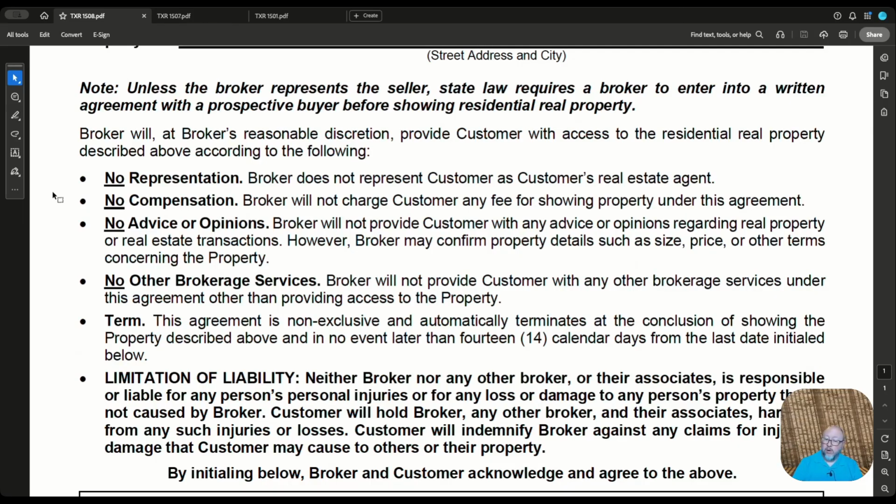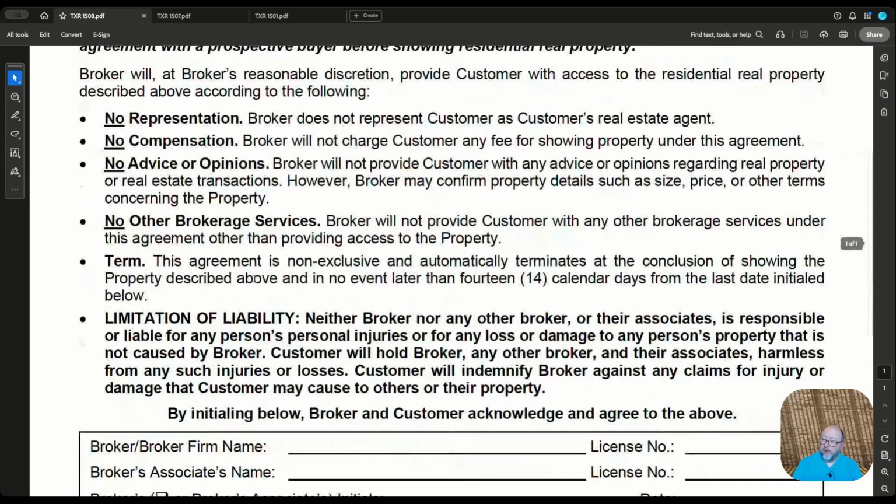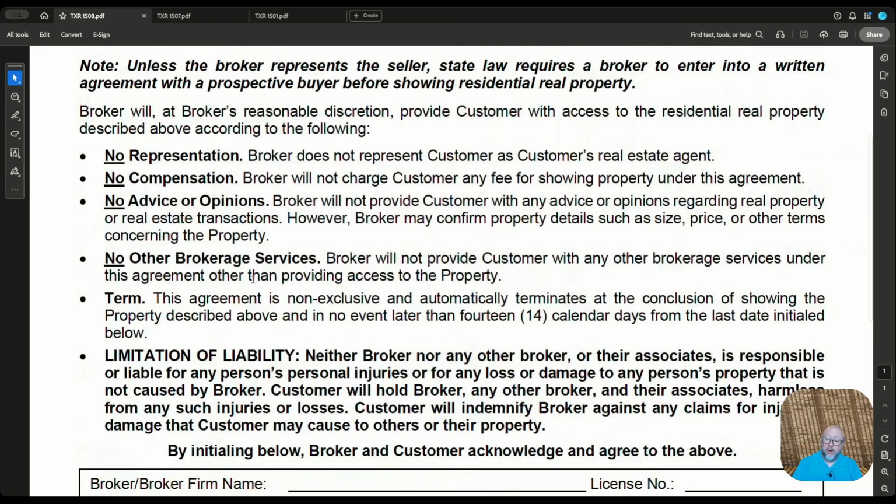And in fact, what you could do is, say an unrepresented customer wants to see 5 properties. You can have them sign the unrepresented customer showing form, 1 per property, and then go out and see it. And this could happen right away. This could happen over a couple of weeks, but it has to happen within 14 days. And as soon as you have shown them 1 property, the unrepresented customer showing agreement for that property terminates. Can't show it to them again without a new agreement.